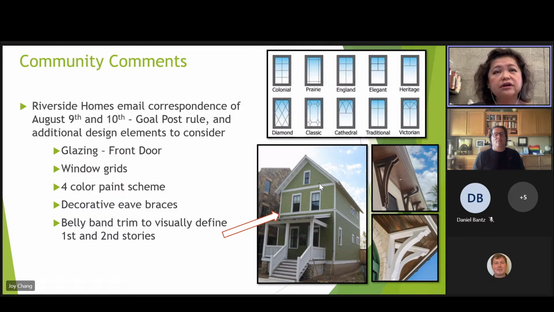And as you can see, they're asking about glazing as far as the front door, window grids, a 4-color paint scheme, decorative eave braces, belly band trim. So they're just adding these things, where I do know that these are elements that they currently already have within their line that they do sell.